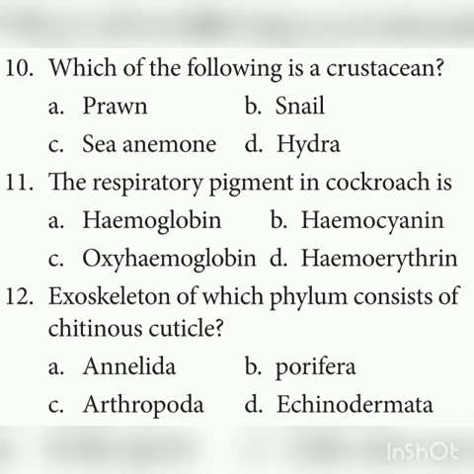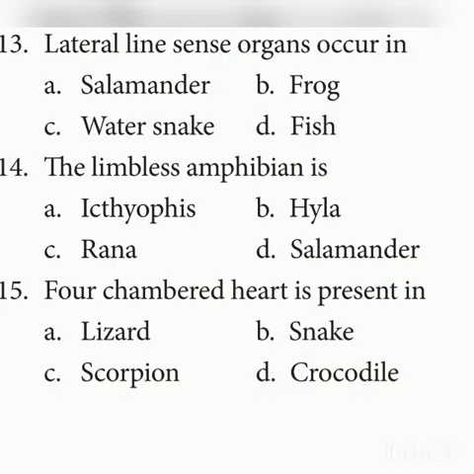12th one, exoskeleton of which phylum consists of chitinous cuticle? Arthropoda. 13th one, lateral line sense organs occur in fishes. 14th one, the limbless amphibian is? They do not have limbs. So the limbless amphibian is Ichthyophis. 15th one, four-chambered heart is present in crocodile.